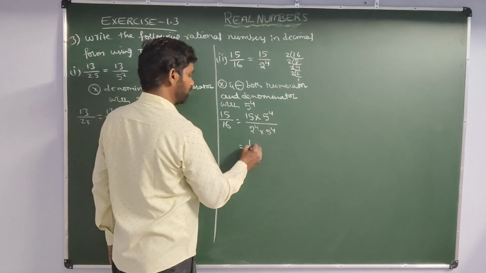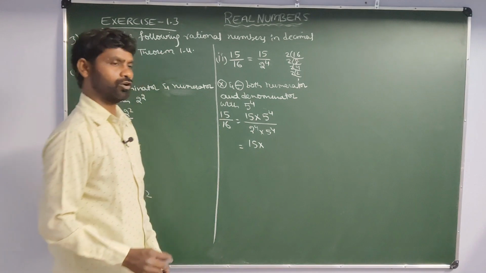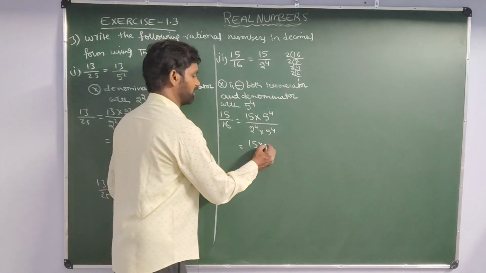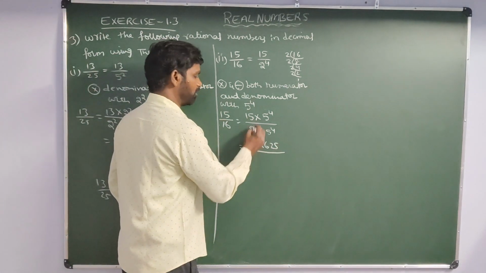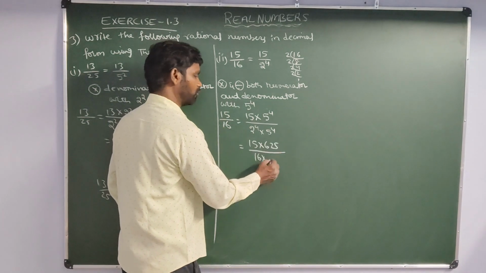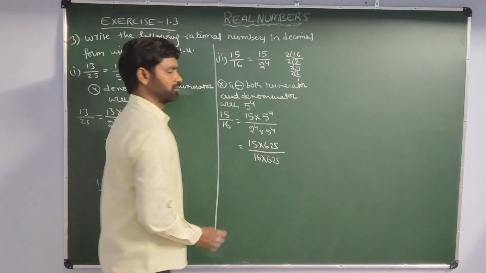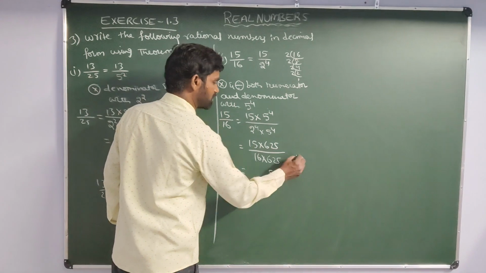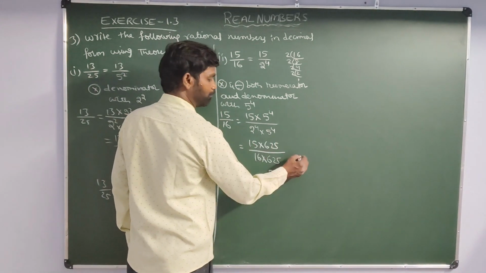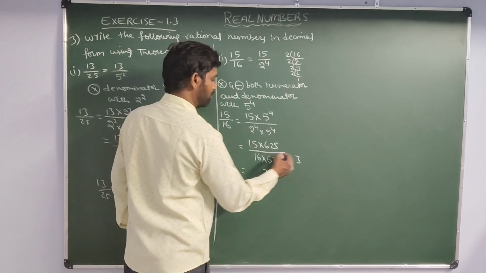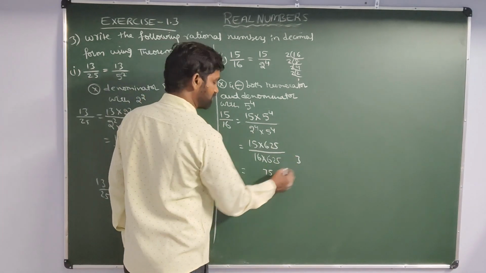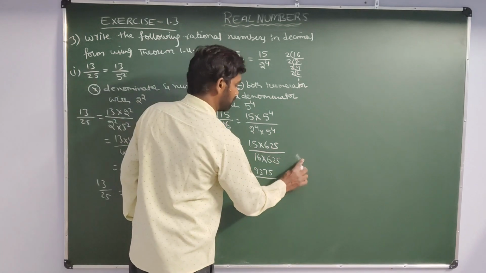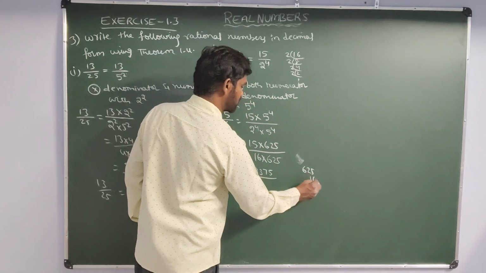So it becomes 15 into 5 power 4. 5 5s are 25, 25 5s are 125, 125 5s are 625, divided by 2 power 4, which is 16, into 5 power 4. It is also 16 into 625. 15 5s are 75, 7 carry. 15 2s are 30 plus 7, 37, 3 carry. 15 6s are 90, 90 plus 3, 93 by. Now multiply this 625 into 16.